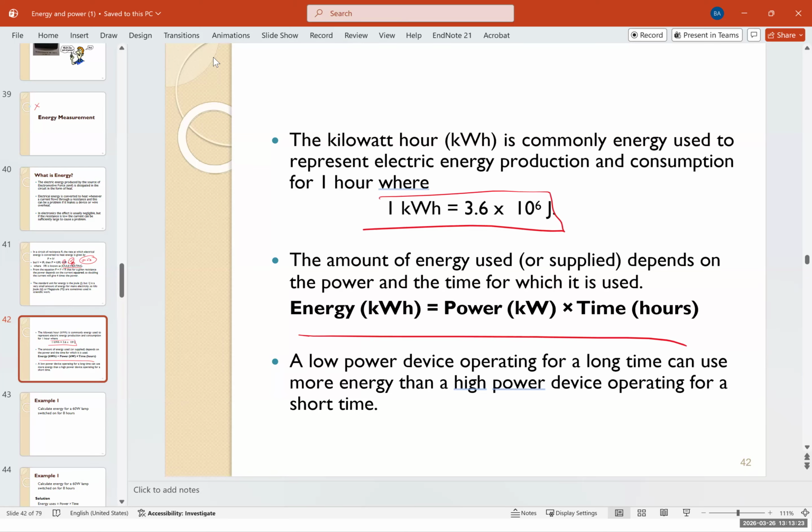A low power device operating for a long time can use more energy than a high power device operating for a short time. For example, dryers are usually 3-4 kilowatts running for 20 minutes, so they consume less energy than a 100-watt lamp working round the clock for 24 hours. That's 3 kilowatts for half an hour, which gives 1.5 kilowatt hours of consumption. That lamp, 100 watts for 24 hours, is going to be 2.4 kilowatt hours. So it's going to be 70% more. But it's not as simple as this.